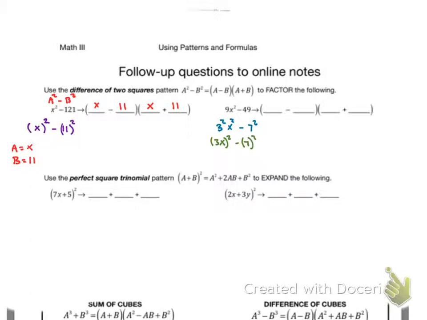So we have our a and we have our b. We're just going to be plugging in those for these four values here, just like we did earlier. So a minus b is the first factor. My a is 3x, my b is 7, so 3x minus 7, and then here I plug in my a, 3x plus 7.